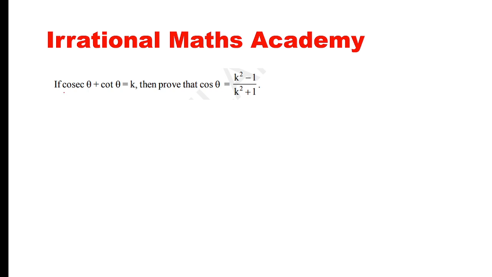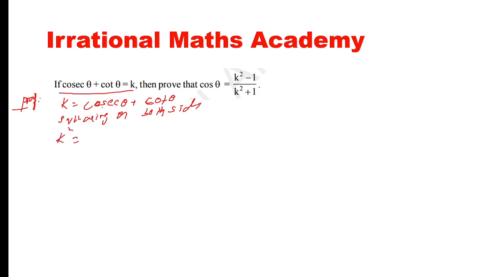Next, here, if a condition is there, we utilize this condition. So what I'll write down here, we have to do a proof. Let k equal to secant theta plus cot theta. We want k square to use, right? So we'll do squaring on both sides.